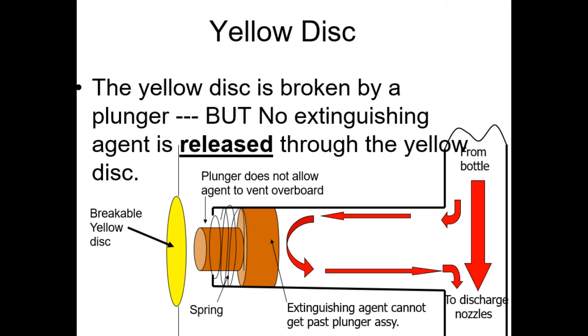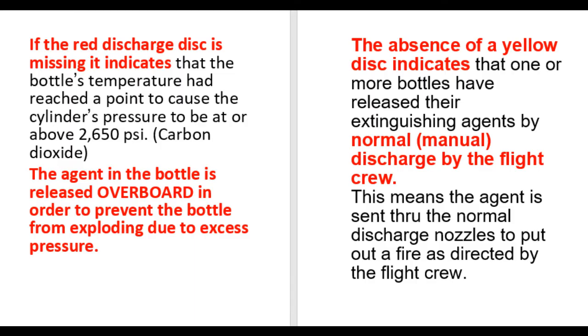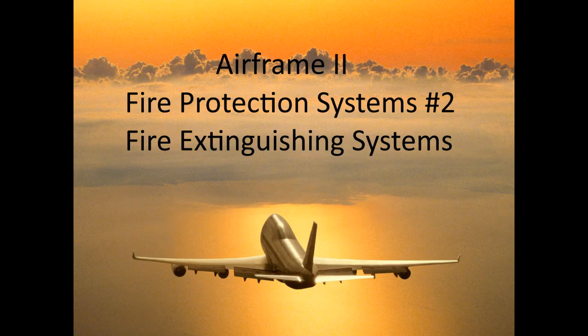So if the red disc is missing, we had an overpressurization event with our fire extinguishing agent. If the yellow disc is missing, we had a manual release of the agent by the crew. Typically, each engine will have 2 shots, right? We want to have 2 tries to get that fire out.